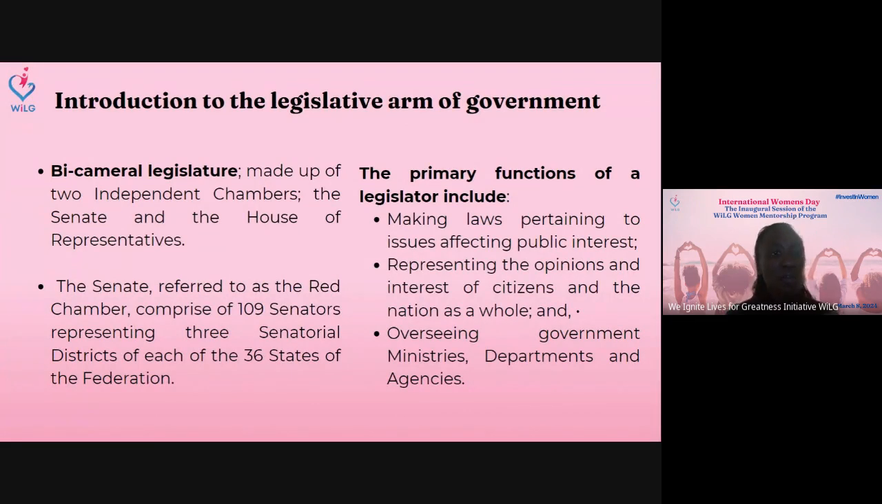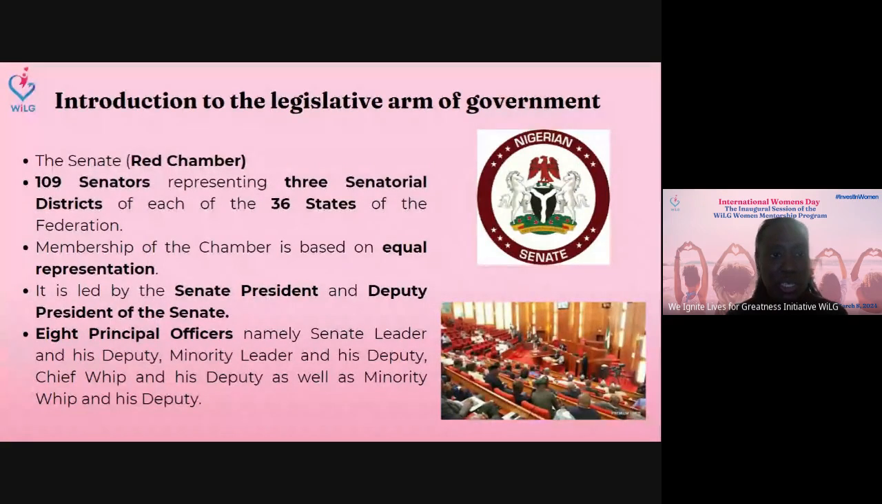So sometimes when they come for budget defense, that is also part of their oversight function. Sometimes they go visiting certain departments, and they do that in the committee system. But it's also a check and balance system where they're trying to check and ensure that no arm is breaching their boundaries. So we'll talk about the Senate.